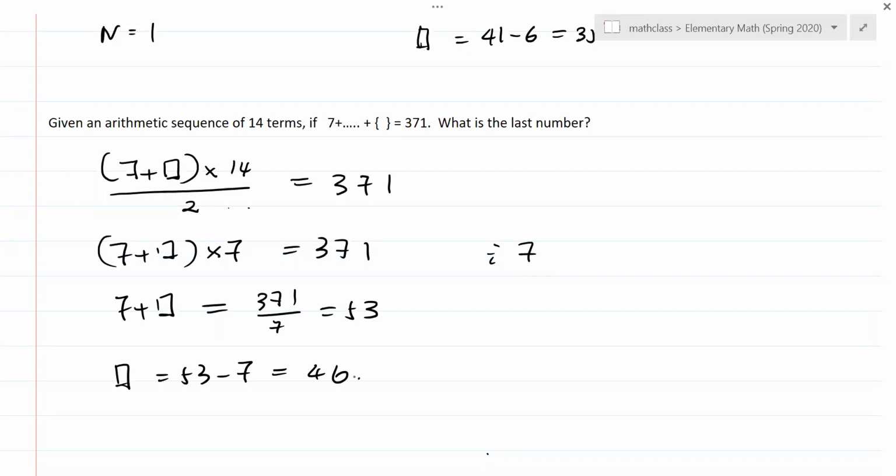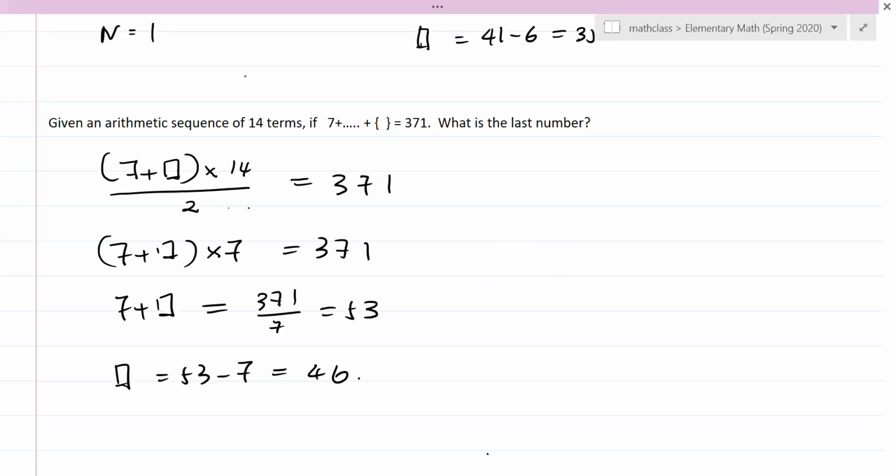So the formula to add all the terms in the arithmetic sequence will be the first term plus the last term, divided by 2, and then multiplied by the number of terms. So the unknown number is the last number. You cannot find the last number immediately. Then you get the equation of that. Another way, if you don't use a formula, you still can solve the problem.